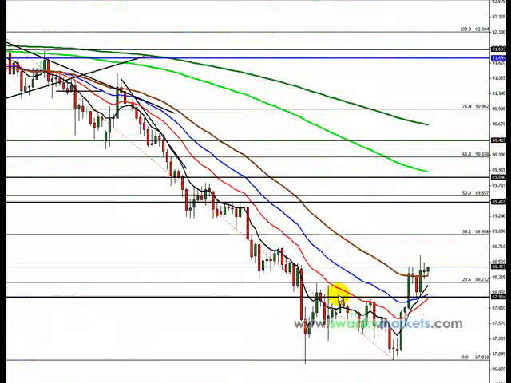Dollar yen. This is it on a 4-hour. As we can see, it's broken. It's now above the 55. EMAs are starting to turn down here, and it's starting to look a little bit bullish. Now I will be interested at 90. I'll also be interested at 89.20.